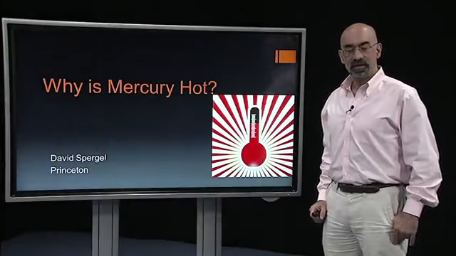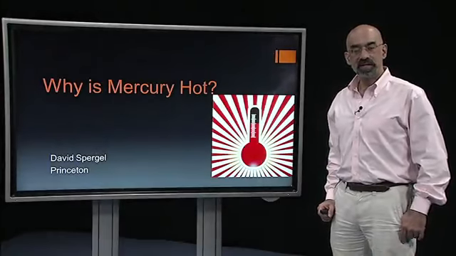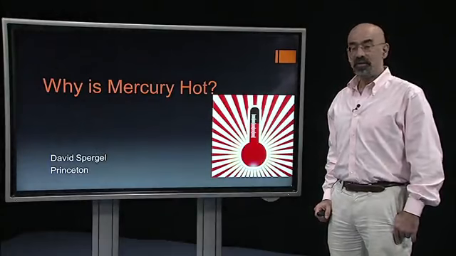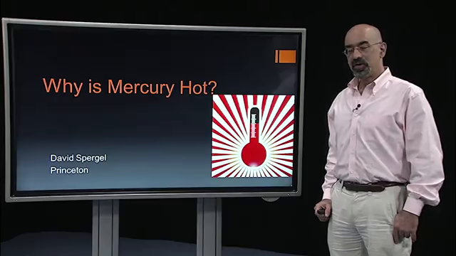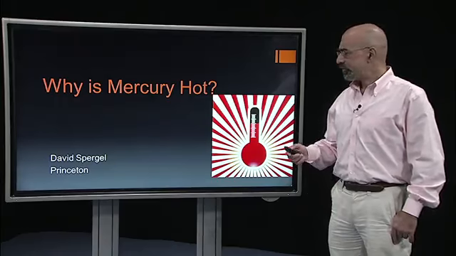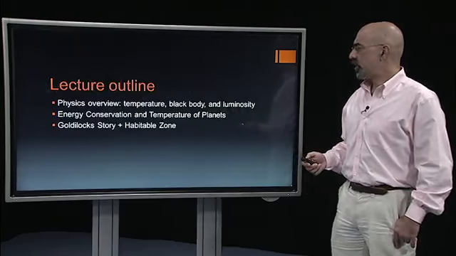Welcome back. Today's lecture we're going to talk about what sets the temperature of planets. Why is Mercury hot? Uranus cold? Why is Venus so damn hot? So let's look at the three parts of our lecture.